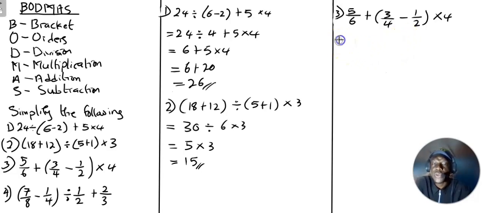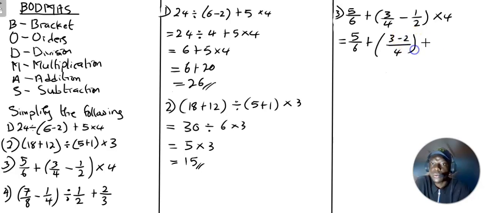So let's solve the fraction first. We have 5 over 6 plus, solving this, you find the LCM of 4 and 2. That's 4. So you have 4 here. 4 divided by 4 will give you 1. 1 times 3 is 3. You have 3. 4 divided by 2 will give you 2. 2 times 1 is 2.